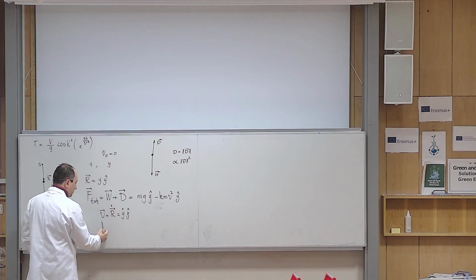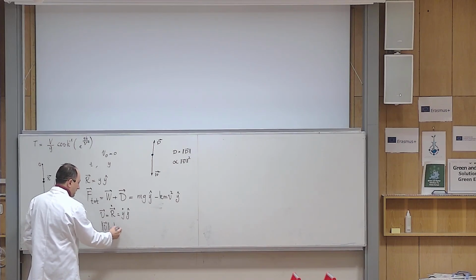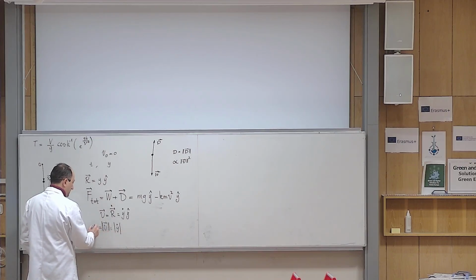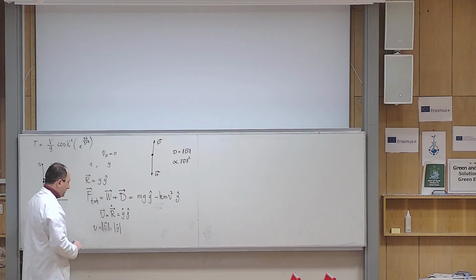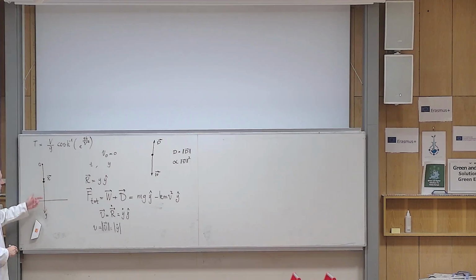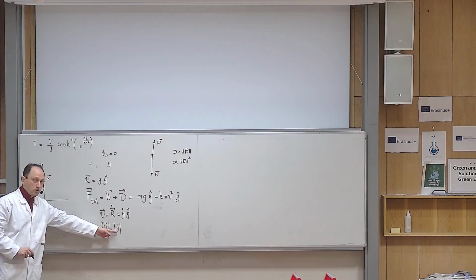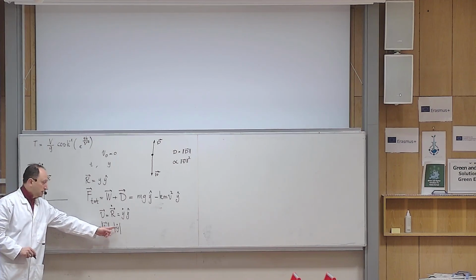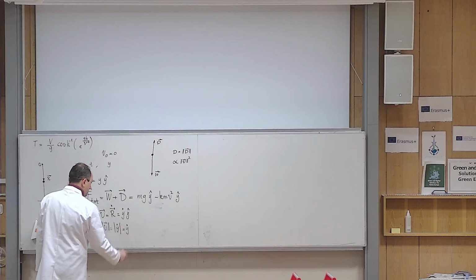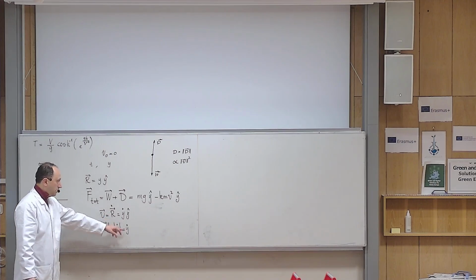Then it means the norm of vector v is equal to the absolute value of y dot. But the norm of v is just what we call speed. Do I need the absolute value in this case? No, because in this setup y is increasing with time, so y dot is a positive quantity, and I don't need the absolute value. So v is exactly y dot.